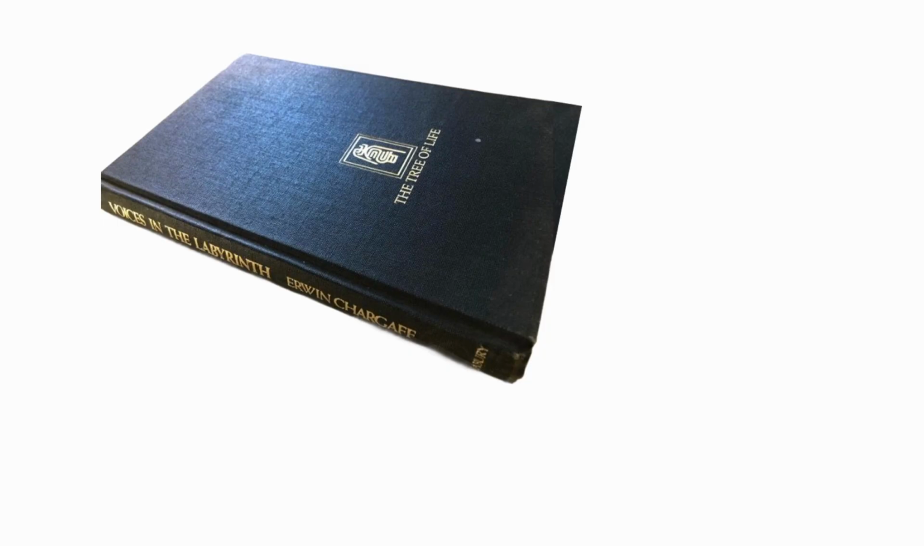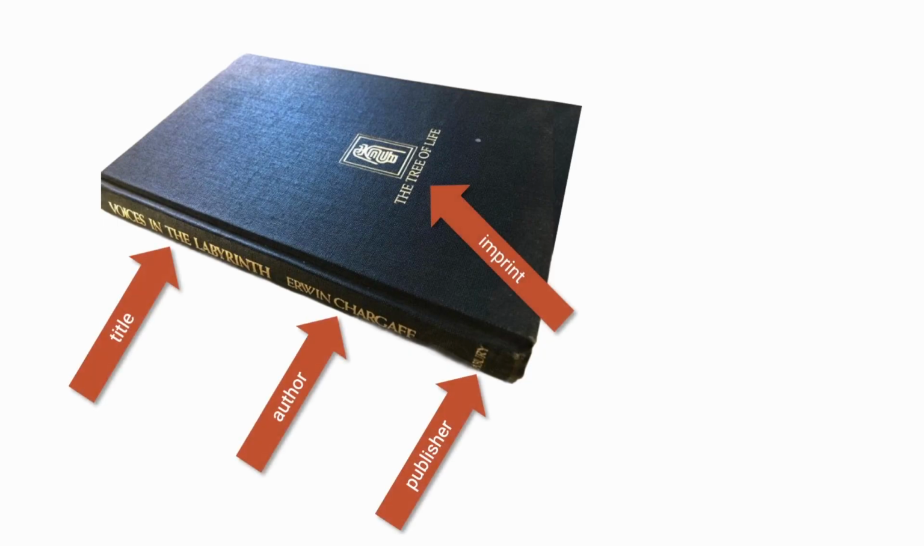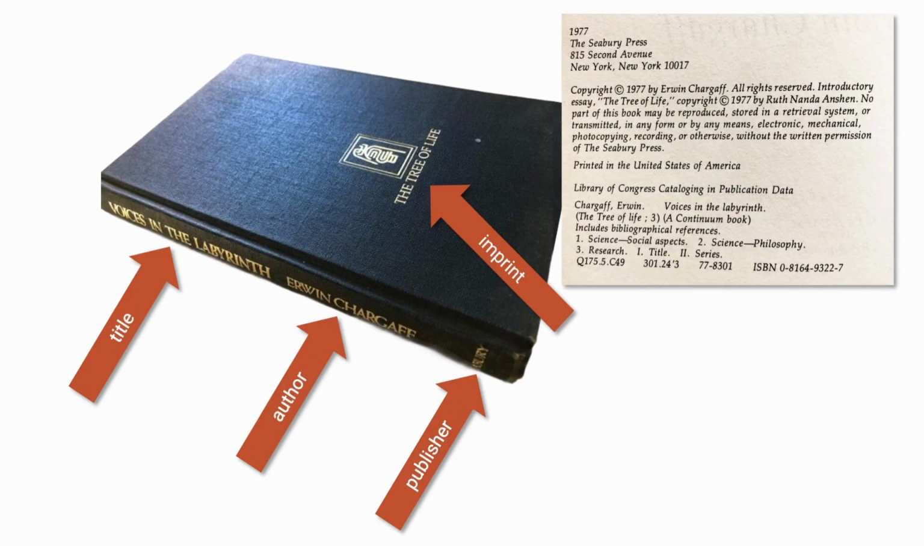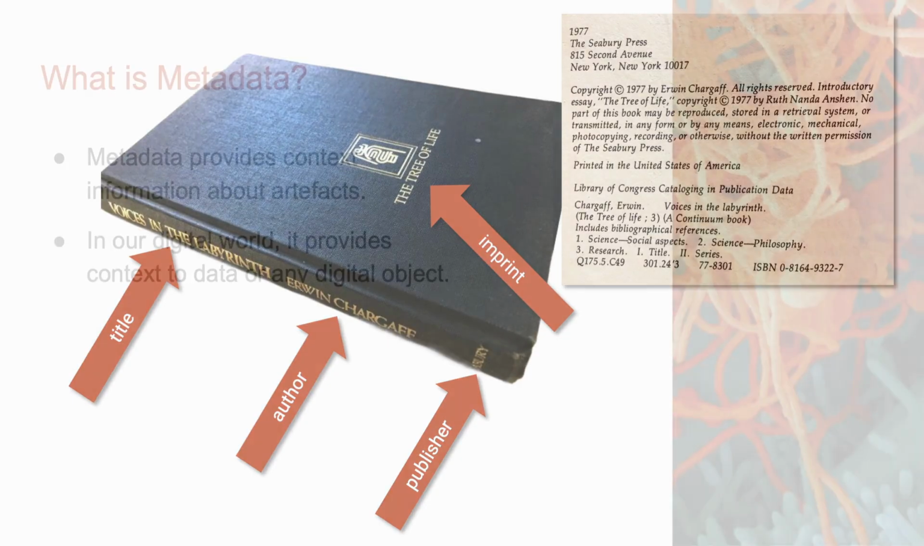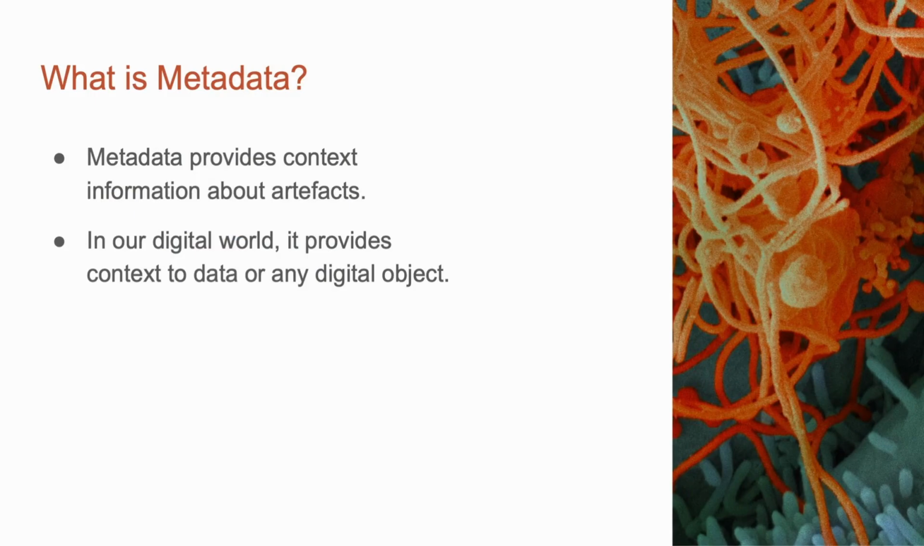On the cover you will find the title, author and publisher. The cover also has an imprint indicating the book is part of a series called The Tree of Life. Inside the book there is a publication date, location, copyright dates, and unique identifiers like an ISBN number and keywords. In the digital world, the artifacts are digital objects. Here, metadata therefore provides context about digital objects.